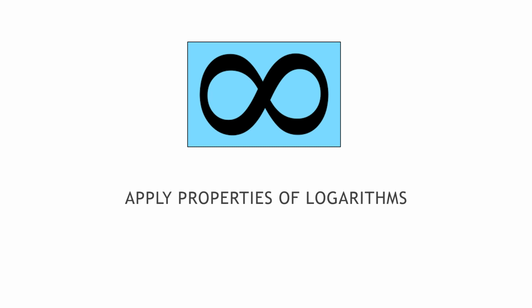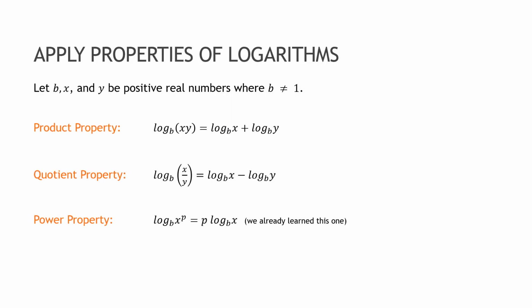Last week we spent a ton of time talking about exponential and logarithmic functions. We even talked about some properties for how to rewrite exponential functions into logarithms and vice versa. And this week we're going to look at some additional properties and review some that we learned last week. So the first one, the product property, and the second, the quotient property, are brand new.